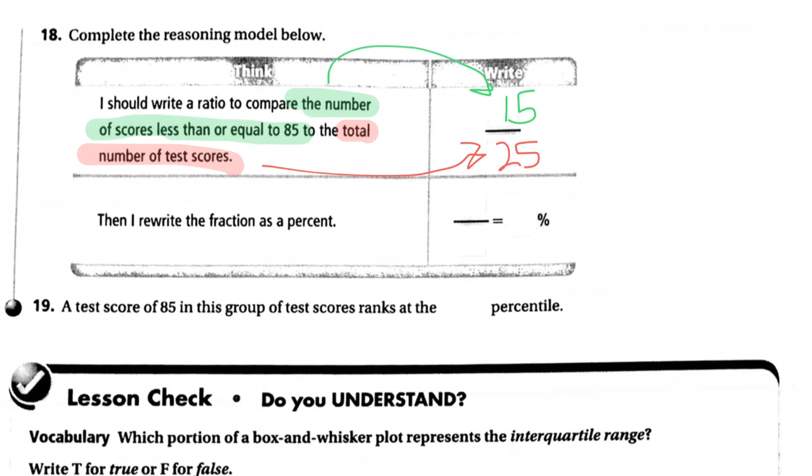If we simplify that fraction down, we end up having 3/5, and 3 divided by 5 to give us that percent is going to give us 60%. Because 3 divided by 5 is 6/10. Multiply that times 100 will give us 60%. So to answer this final question, a test score of 85 in this group of test scores ranks at the 60th percentile.